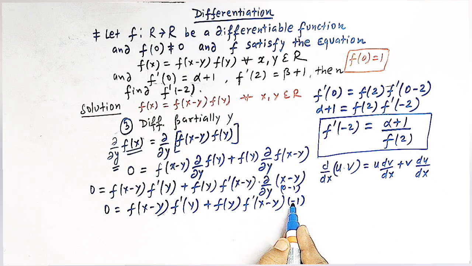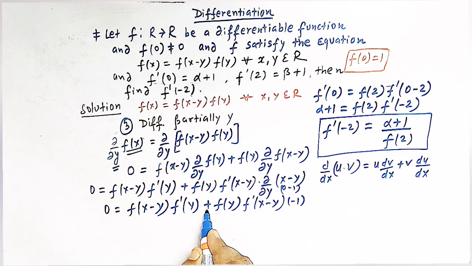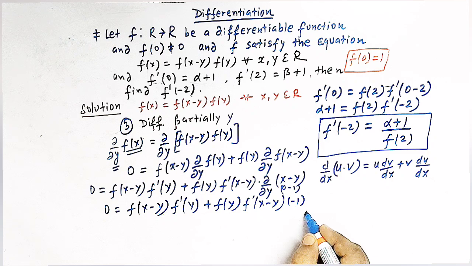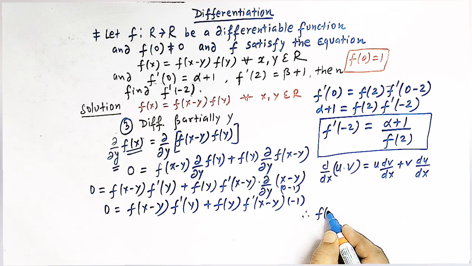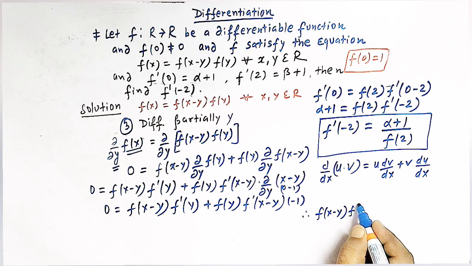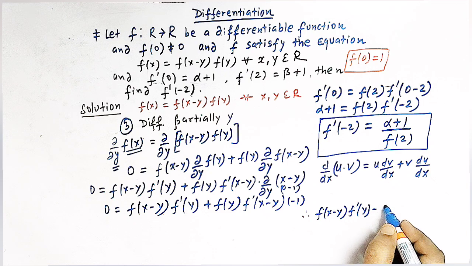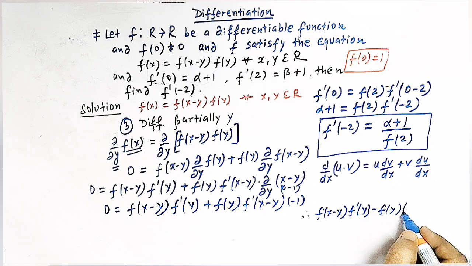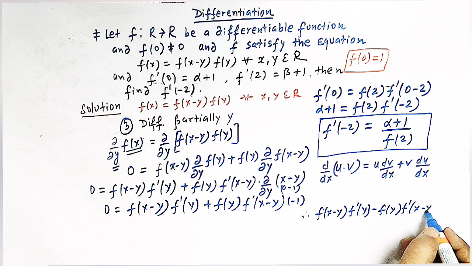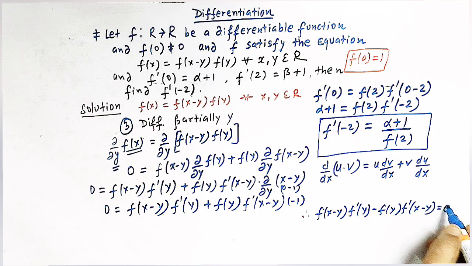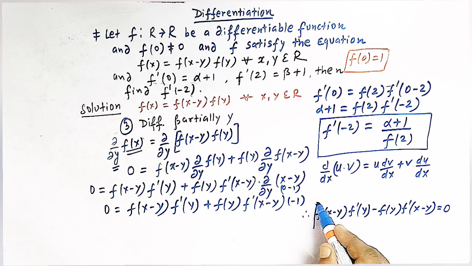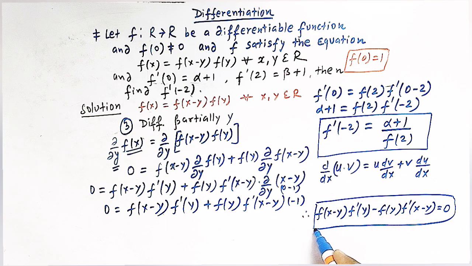So now we can take this negative sign over here. So now we have f of x minus y, f prime of y minus f of y and f prime of x minus y, that is equal to 0. So now we have this important equation.